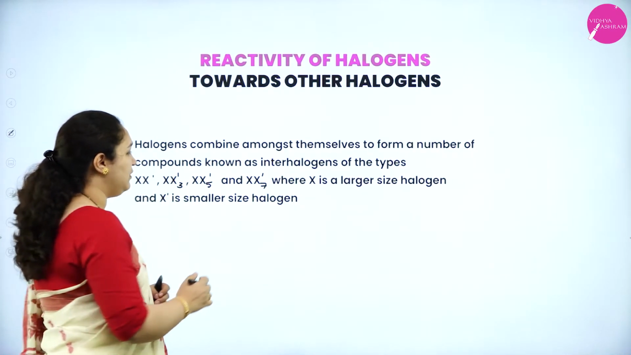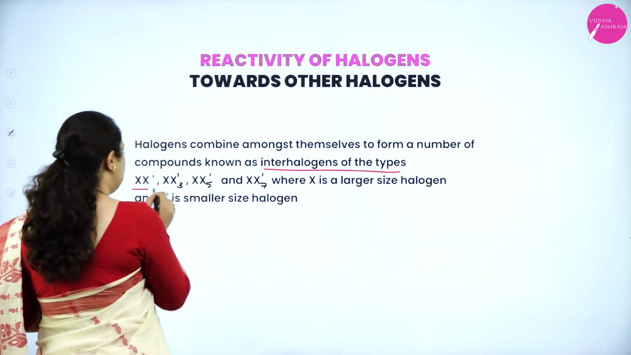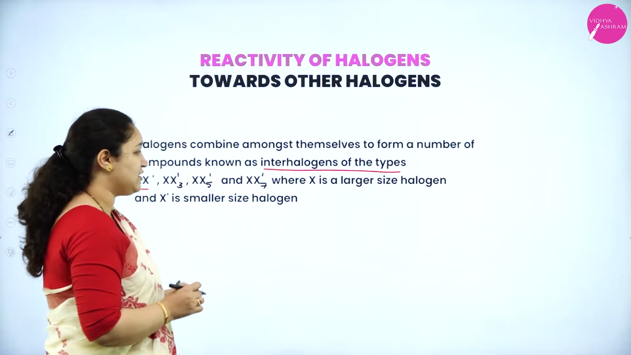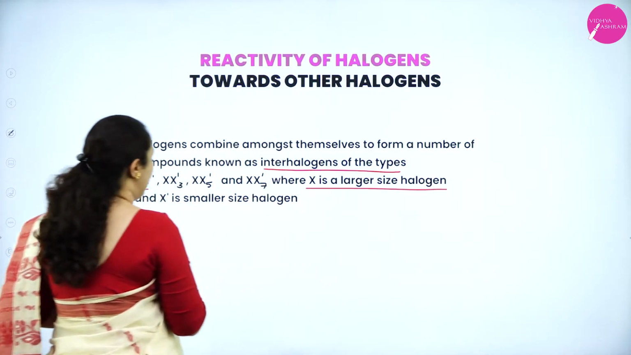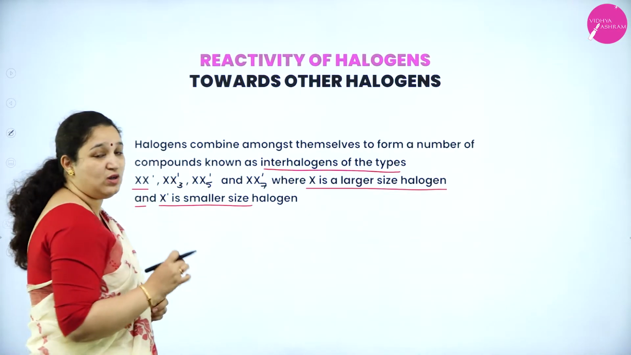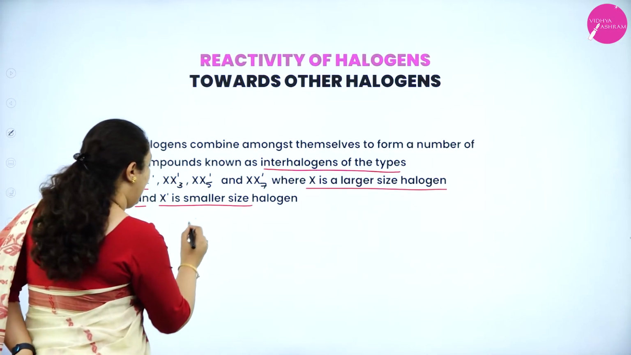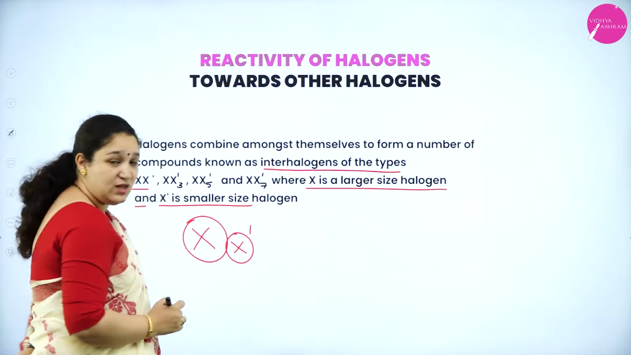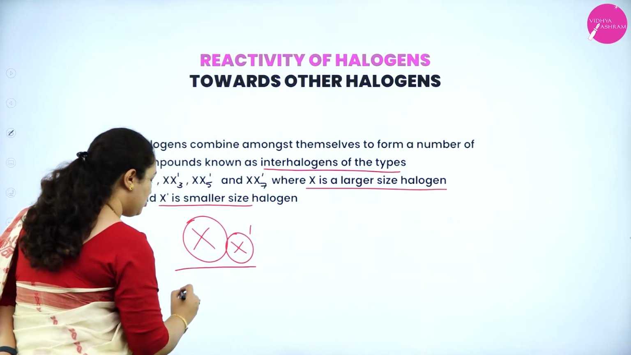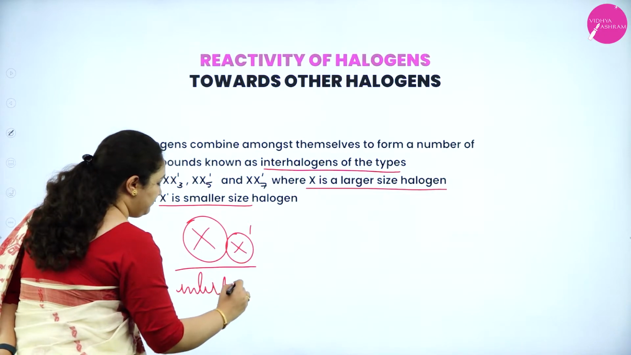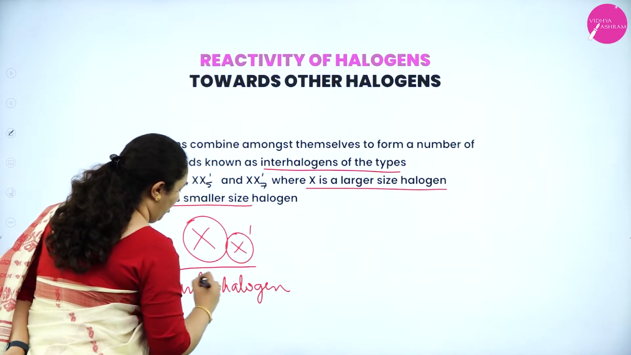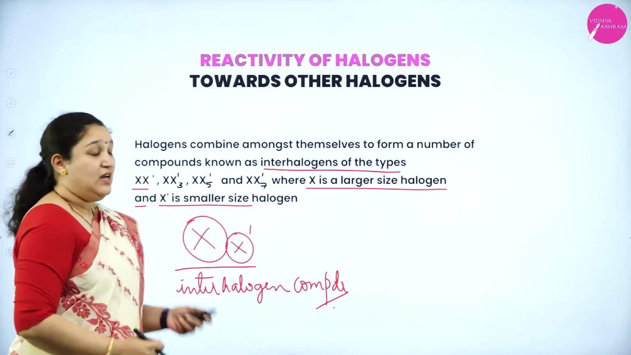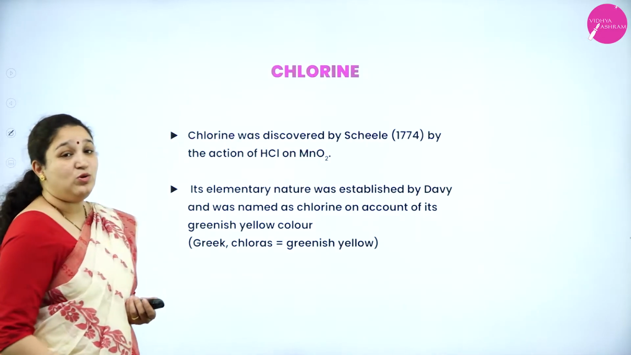So there are a number of interhalogen compounds which we can get, that is XX', XX3', XX5', XX7', where X is a larger size halogen and X' is a smaller size halogen. So both are halogens, so it is called interhalogen compounds. Okay.